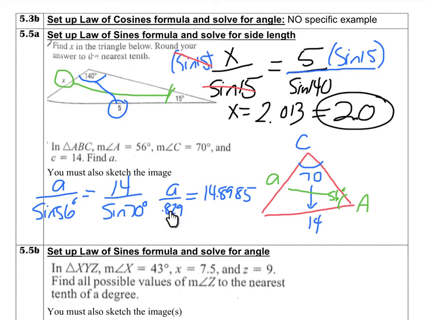Now it's A divided by that, so let's multiply both sides by the 0.829. And when you do that, what you're going to get is 12.35. So side length A is about 12.35 in length.